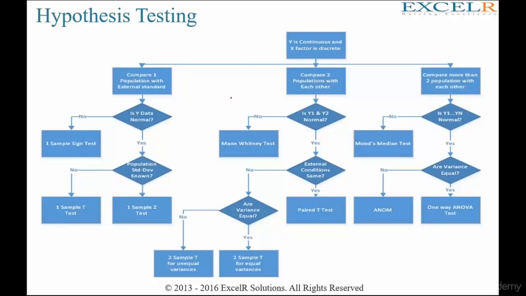We will be once again referring to this particular flowchart in order to perform certain tests. Until now we have discussed one sample sign test, one sample t-test, one sample z-test, two sample t-test with equal variances. And unequal variances is all about removing the check mark on the Minitab dialog box. Okay, so we are more or less done with this part. Now let us proceed further and understand a few more things.